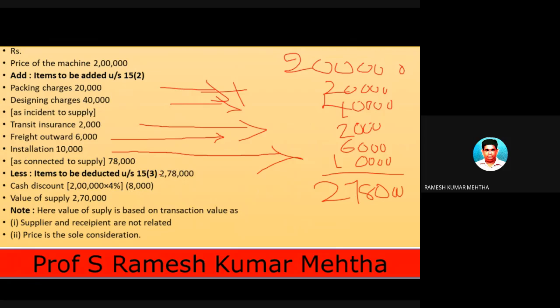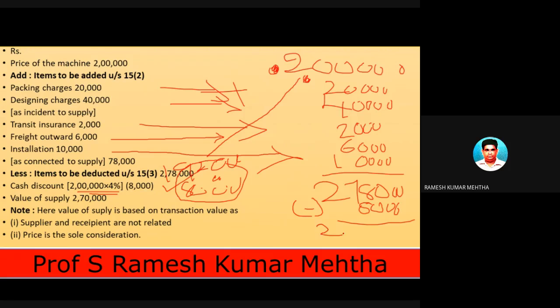Okay, now let's see the discount part. On this 2 lakh rupees, a 4% discount is extended by the supplier, which is equivalent to 8,000 rupees. So he's not going to receive 2 lakh rupees, he's going to receive only 1,92,000. How did I get 1,92,000? Because from 2 lakh rupees, 8,000 has to be deducted. As you are not going to receive it, the price now becomes 2,70,000 rupees.